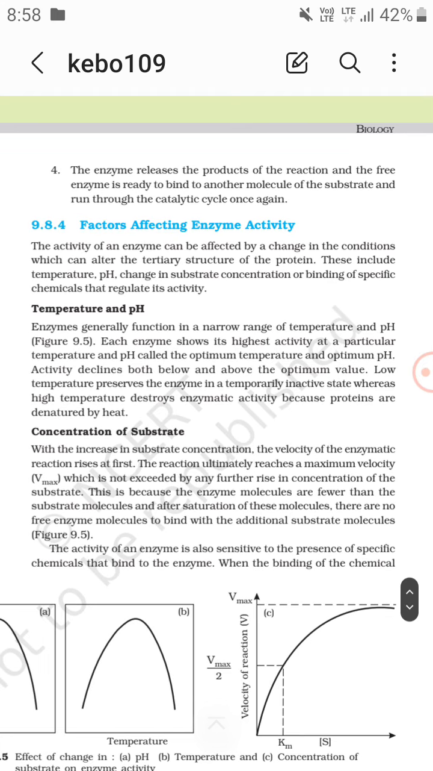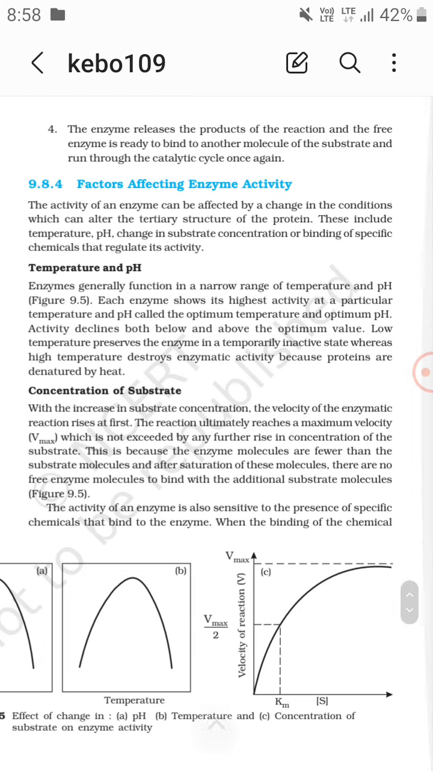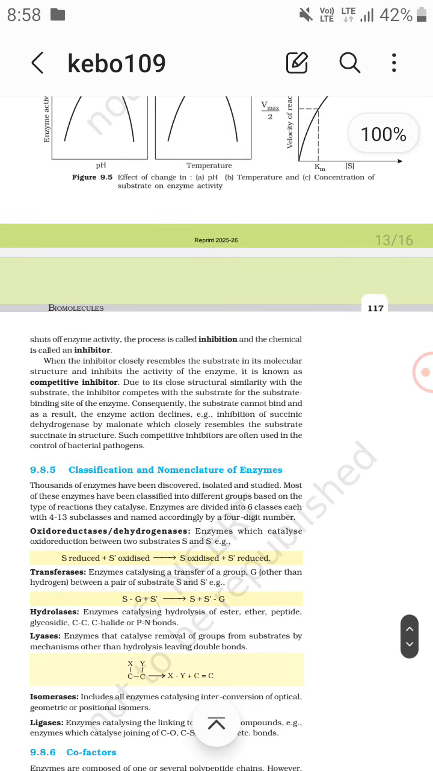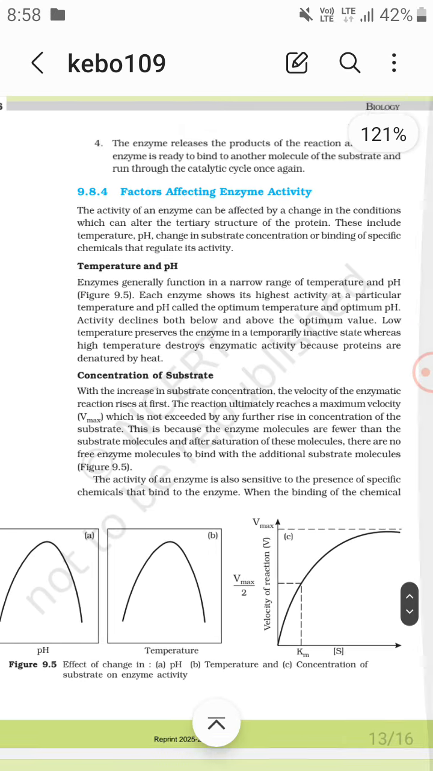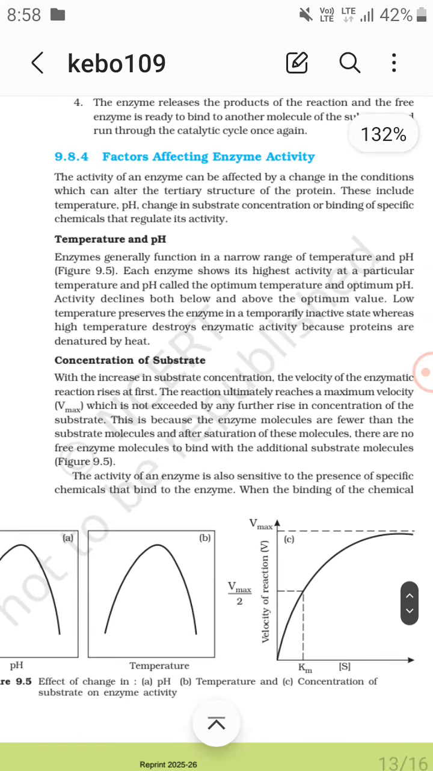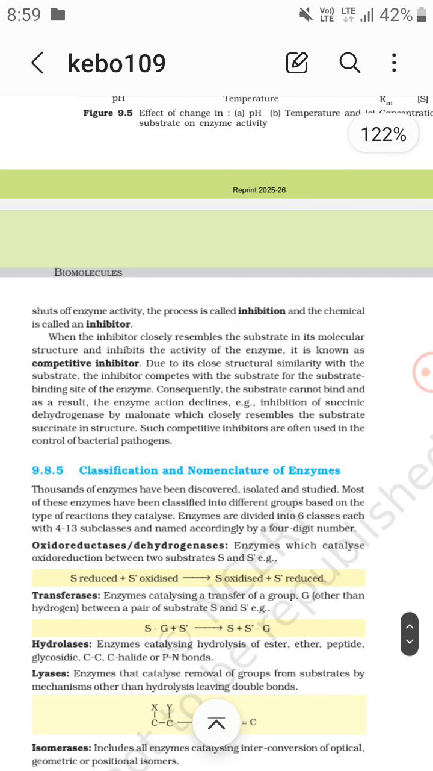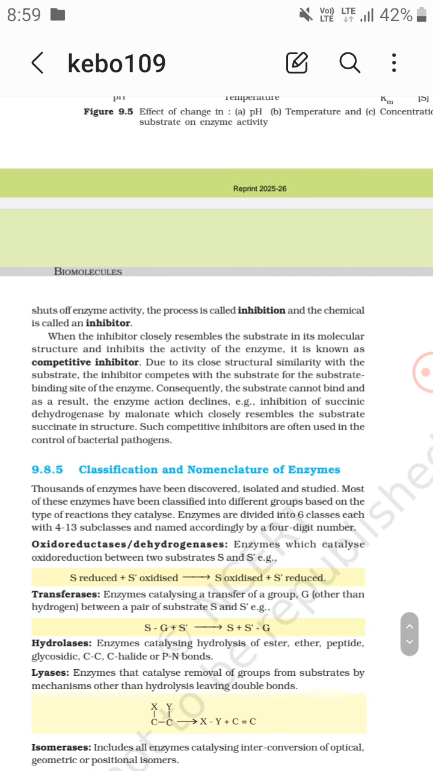Now this was the nature of enzyme, and factors affecting enzyme activity involve temperature and pH, concentration of substrate. So these include temperature, pH, change in substrate concentration, or binding of specific chemicals that regulate its activity. So we study in this the inhibition process, that is competitive inhibitor.